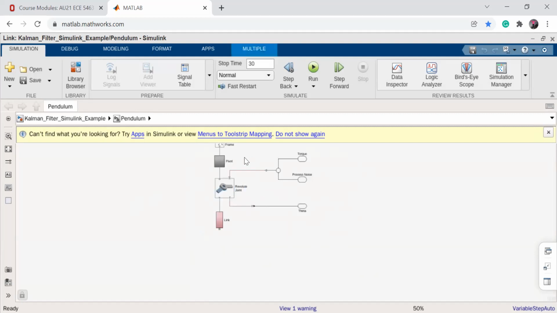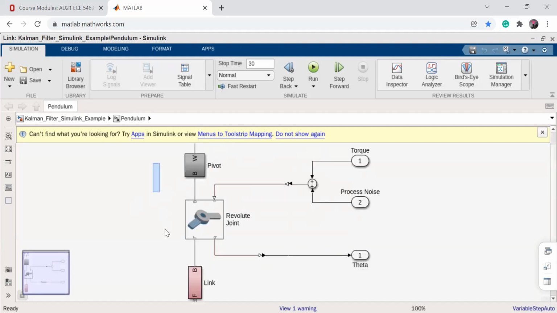so you have your reference frame up there. It does not want to move. So connected to this pivot is your reference frame. Torque 1 to this motor is an input. Process noise and input come from your model. The output is theta. So this is actually measuring this for you.